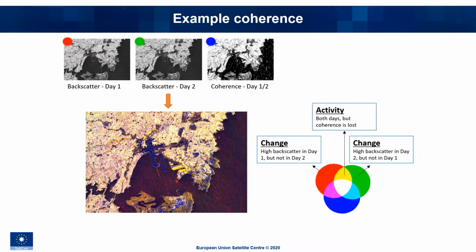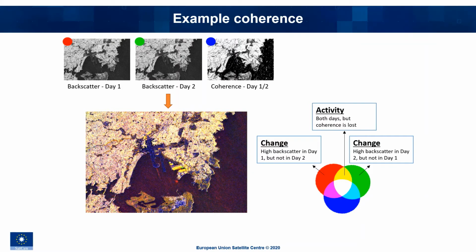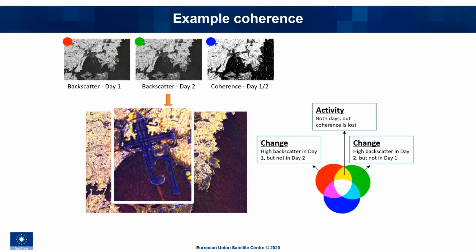This is an example of the RGB output. White pixels mean higher backscatter in both images and also high coherence. Yellow means high backscatter in both images but low coherence, for example, in the containers in the harbour. Blue means low backscatter and high coherence, for example, in the centre of the image, Sydney's airport.